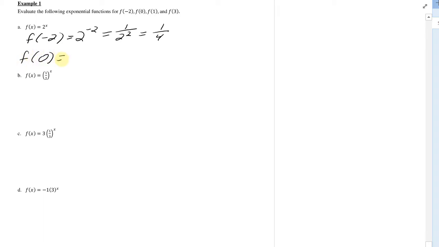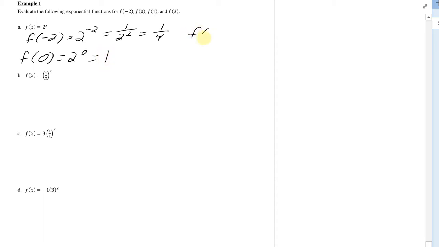Now I can continue on to f of 0. I'm going to just repeat this, except now I'm going to plug 0 in for this. So I have 2 to the 0. And people usually forget this one. Anything to the 0th power is what? It is 1.